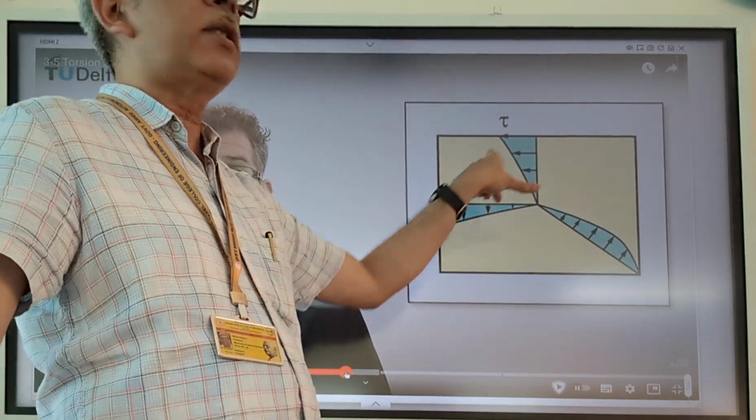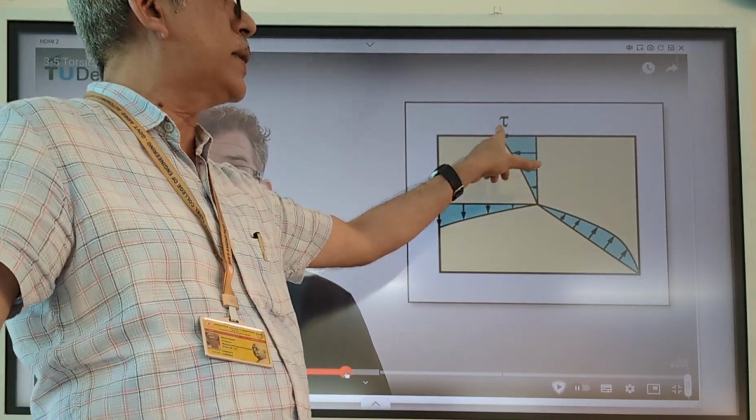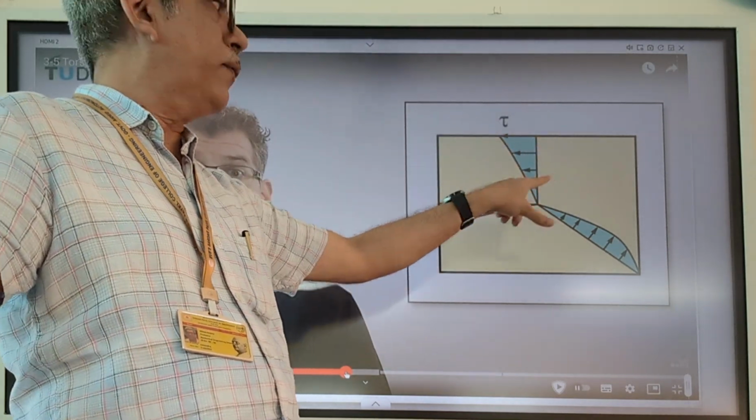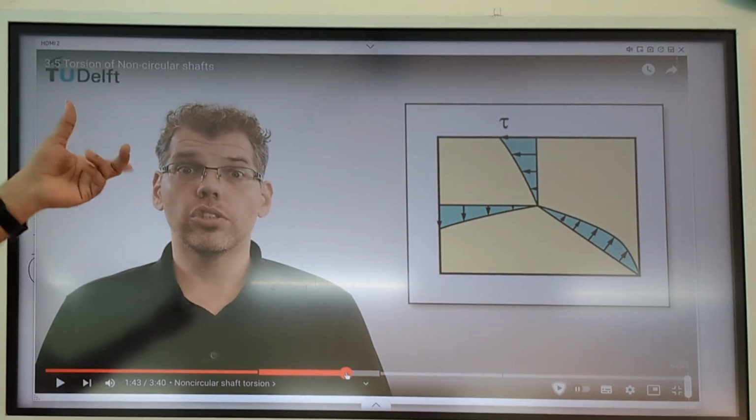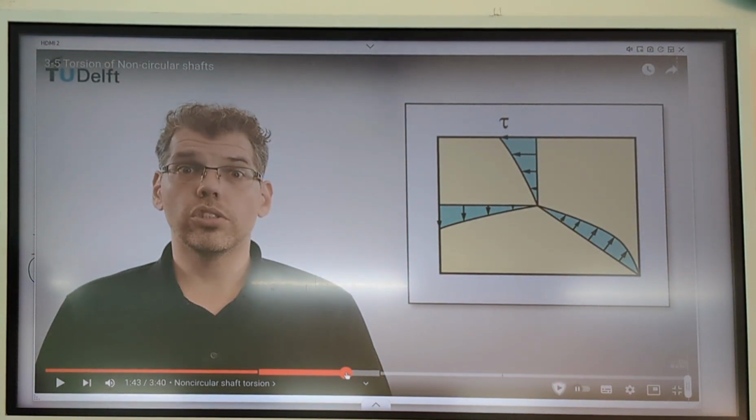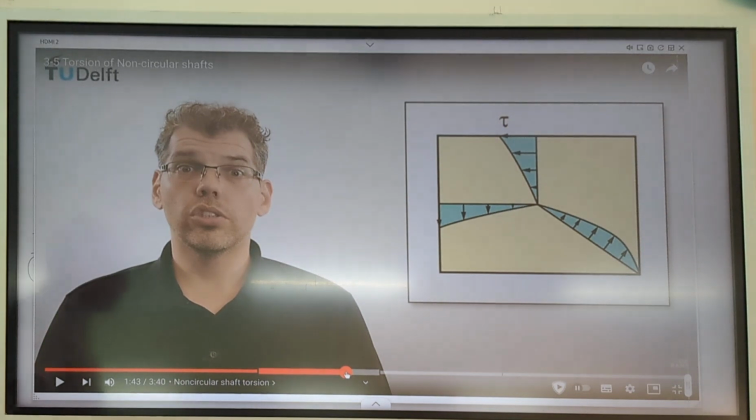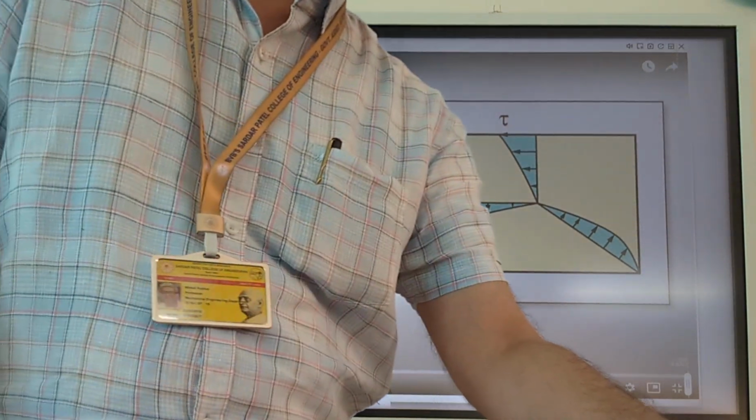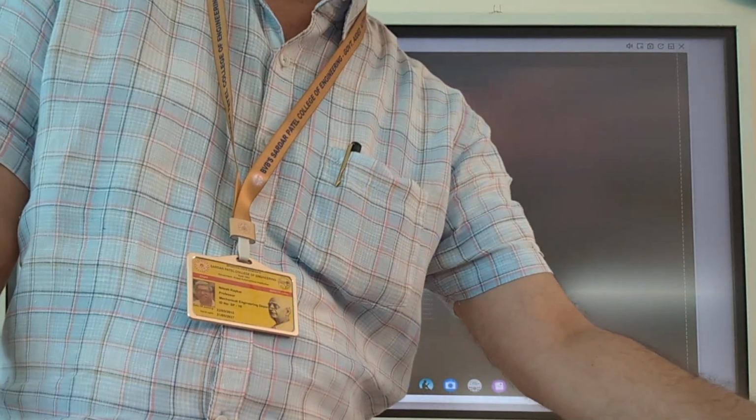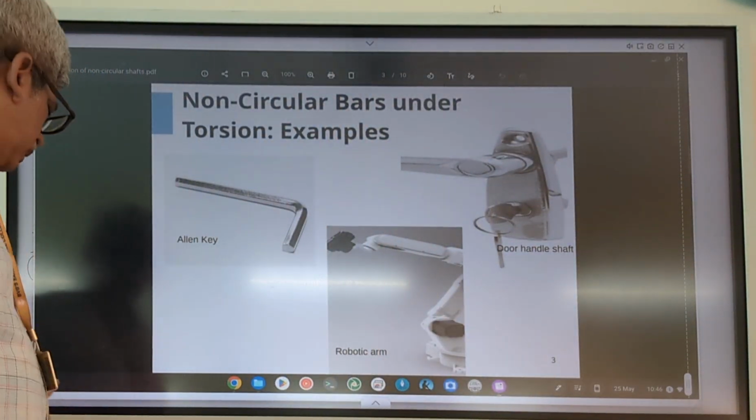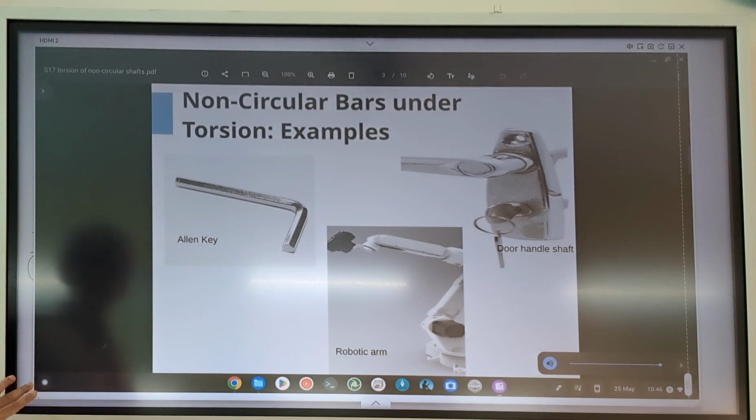So you will find that the distribution of shear stress in a circular cross section is linear, whereas in case of non-circular, depending on what the cross section is, it will be non-linear. So these are the two differences which we will see in the subsequent discussion. So let's proceed.